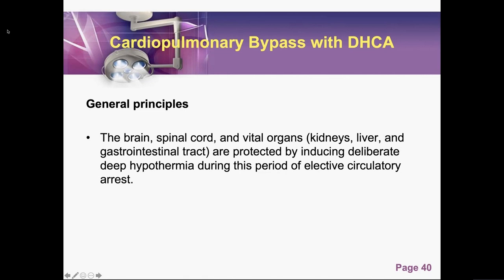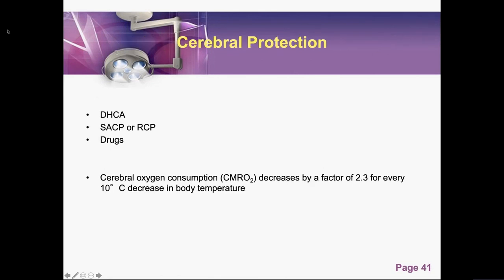Organ protection is very important when deep hypothermic circ arrest is needed for aortic arch and high thoracic aorta surgery. Brain protection is achieved by deep hypothermia, retrograde and antegrade cerebral perfusion, and drugs, all in order to reduce the cerebral oxygen consumption.